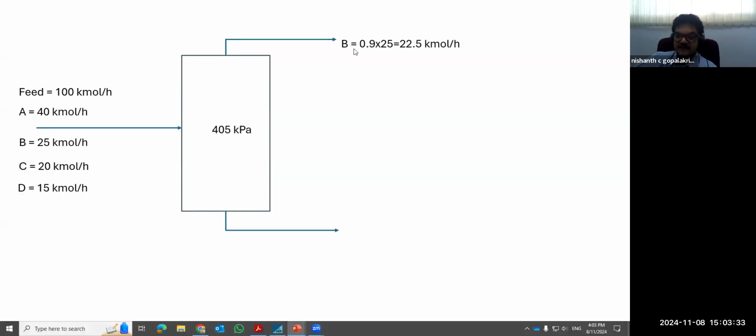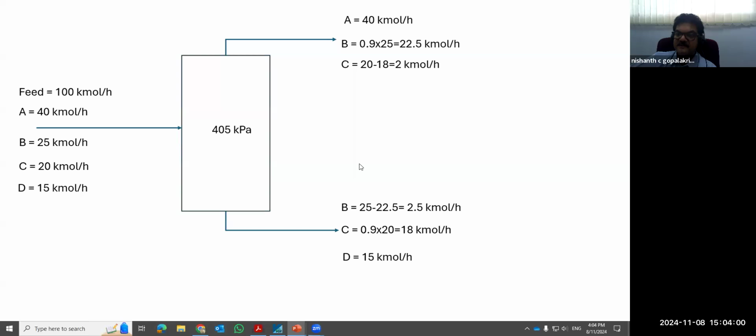So for the B, the specification is 90% goes to the top. So if 90% goes to the top, whatever is left goes to the bottom. Then the specification for C is 90% goes to the bottom. So if 90% of C goes to the bottom, the remaining must go to the top. Now, since A is lighter than B, all A will go to the top. D is heavier than C, all the D will go to the bottom. So now we completely defined what goes to the top and what goes to the bottom.